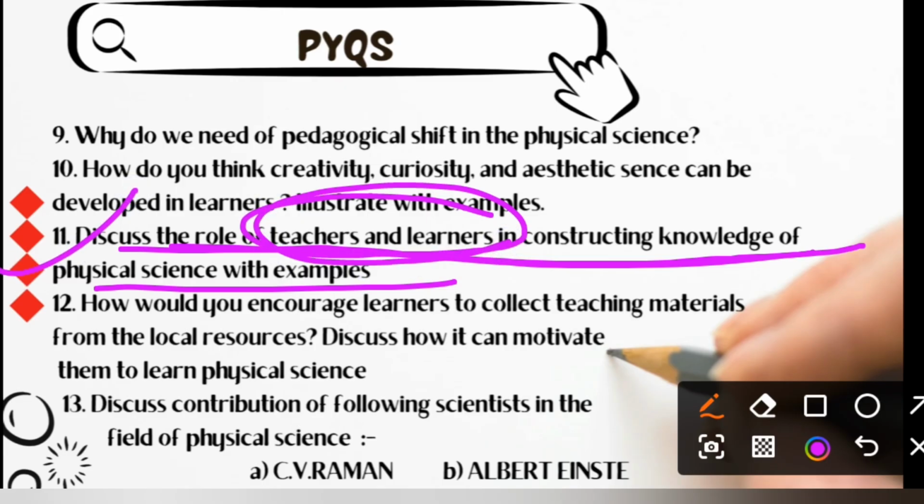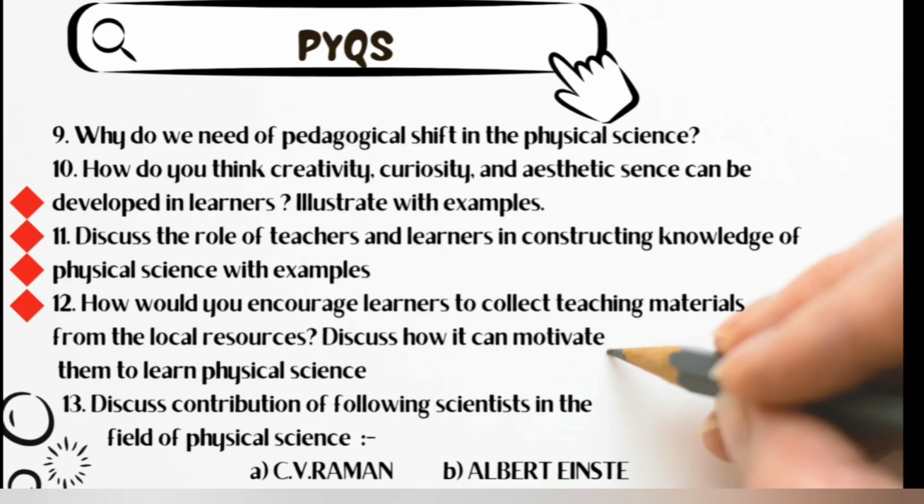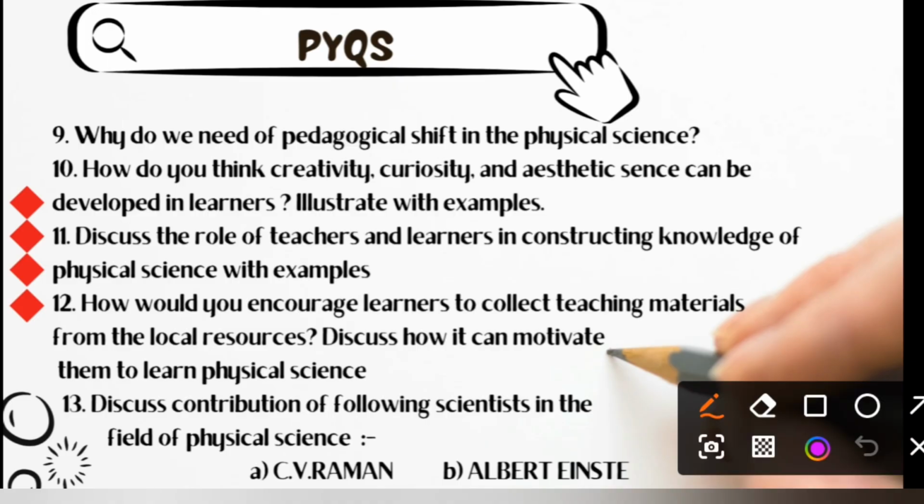Moving toward question number 12, how would you encourage learners to collect teaching material from local resources? And the extended question is, discuss how it can motivate them to learn physical science. This is the basic need of teaching science, that we have to explain the teaching of science with basic daily life examples. You can also relate that everything that happens in nature has a reason behind it, which is science. So you can use this context in your answer also.